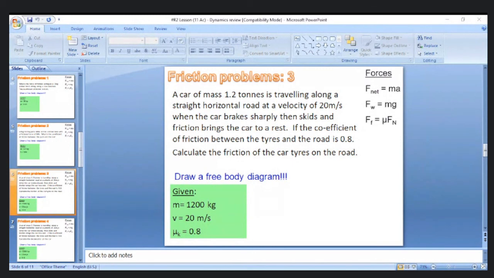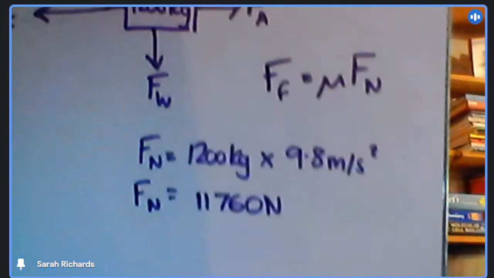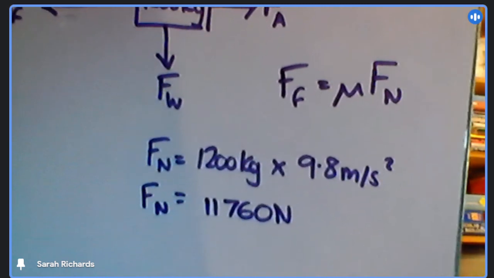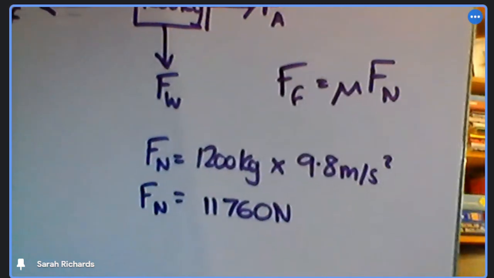Our normal force is equal and opposite to the force of our weight. So force normal is 1200 kilograms multiplied by 9.8 meters per second squared. So my normal force is therefore going to be 11760 newtons. So I've calculated my normal force there, because it's going to be equal and opposite to the force of my weight.